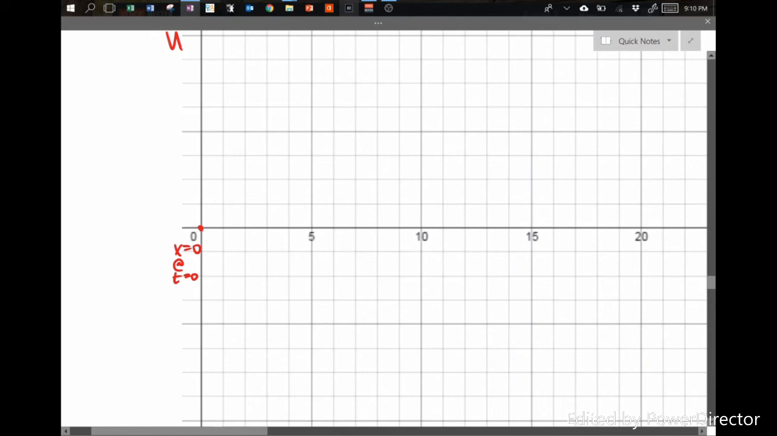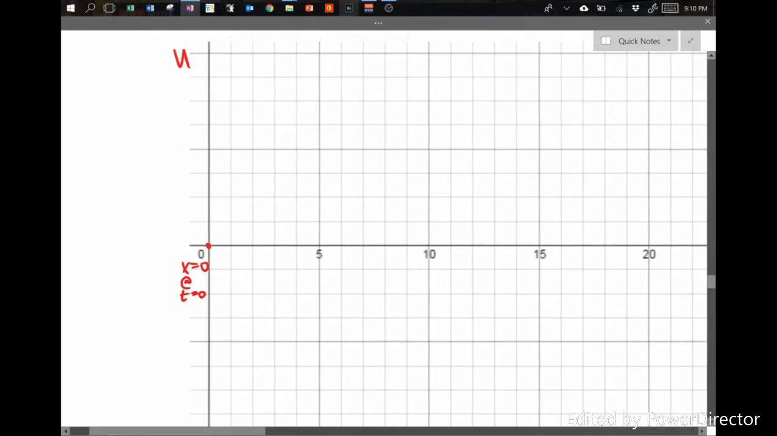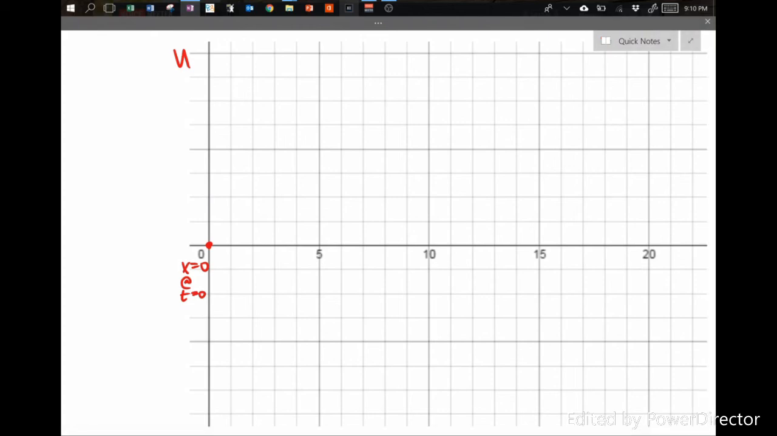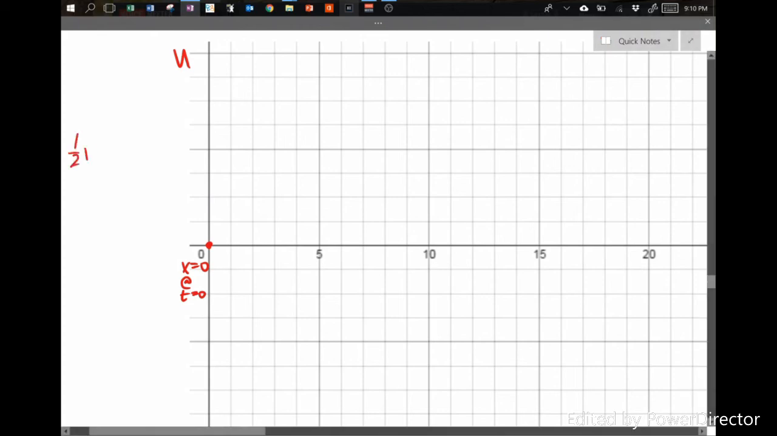I saw that the position was equal to 0 when time was equal to 0. Since the potential energy has to do with the position, the initial potential energy is going to be 0. I would just plug that into the 1/2 kx squared. The next point of interest was here at 2.5 seconds. At 2.5 seconds, we saw that x was a maximum.